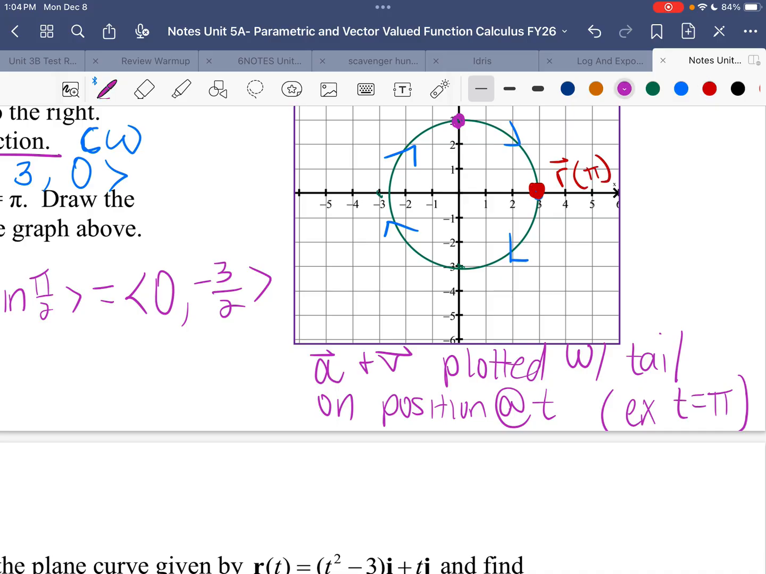V of pi being 0, negative 3/2 means I'm moving to the right and left 0, and then down 3 over 2. Down 3 over 2 is like down 1.5. Down 1.5. And draw a vector. So this is vector v at pi.